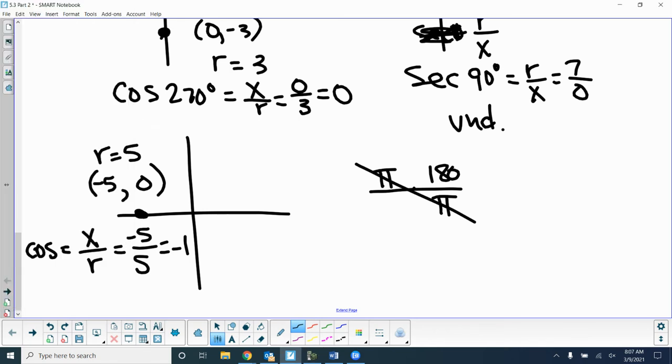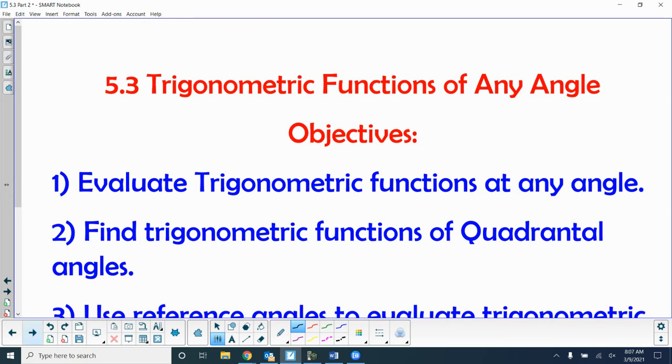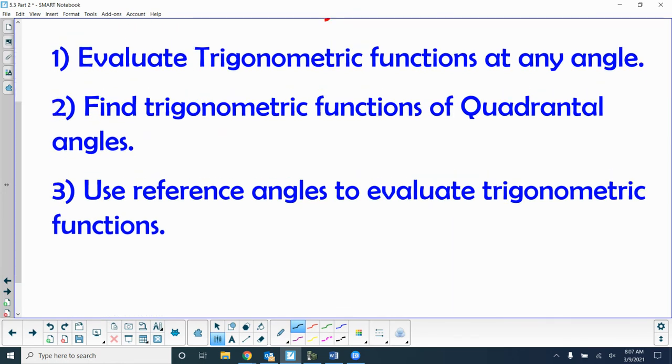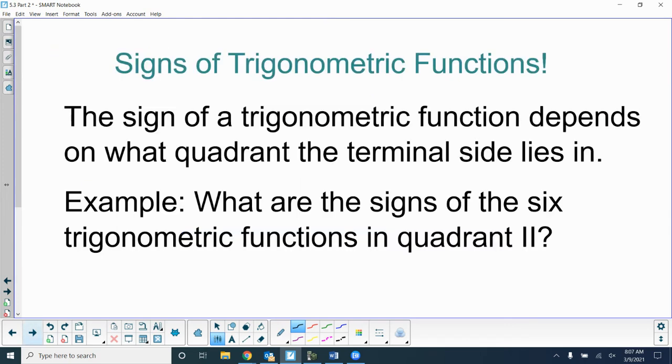Okay? So today we're doing very similar stuff. We're going to use reference angles, part 3. Yesterday we did 1 and 2. We talked about the quadrantals, that's like the 90s, 180s, and 270s. You did any angle, that was the points. Here we got reference angles to evaluate trig functions. So the sign of a trig function depends on what quadrant the terminal side lies in. So here's an example. What are the signs of the 6 trig functions in quadrant 2?